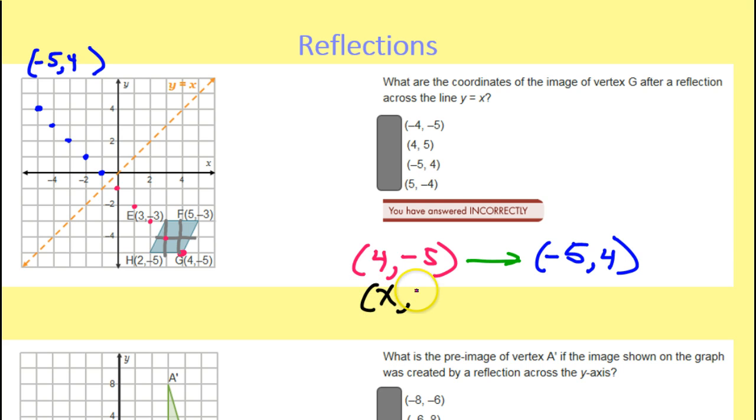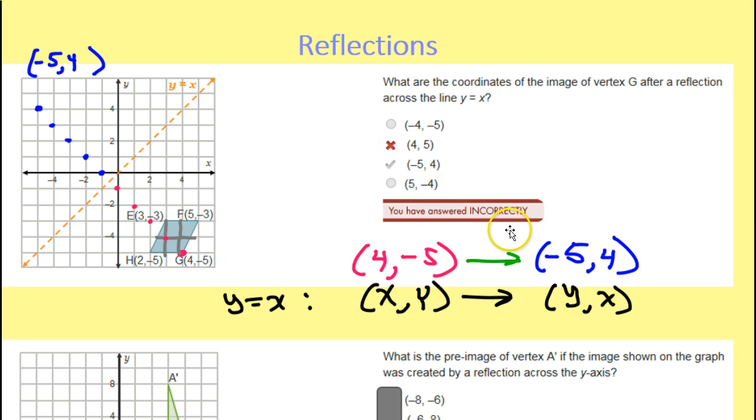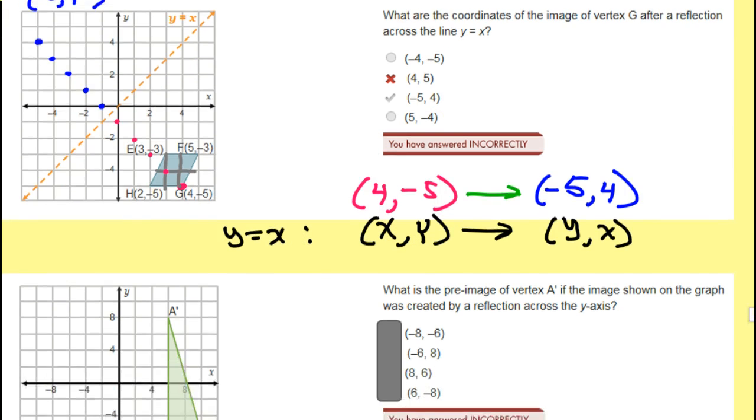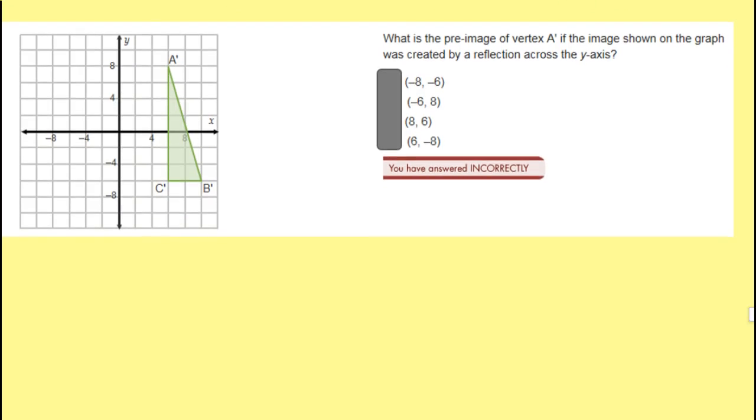So in general, if we have x, y, and we do a reflection over the line y equals x, it's just going to become y comma x. All right, they're just going to switch places. So that's good to know. Well, let's check our answer. Make sure I'm as smart as I think I am. And sure enough, negative 5, comma 4 is the answer. And now we've got this little formula that we could use. By the way, I hope you're taking notes to help you when you're taking a quiz later.